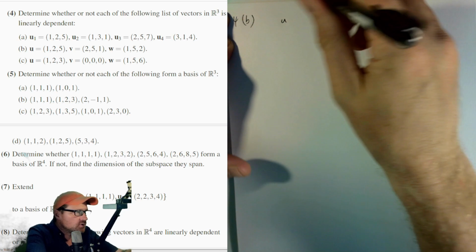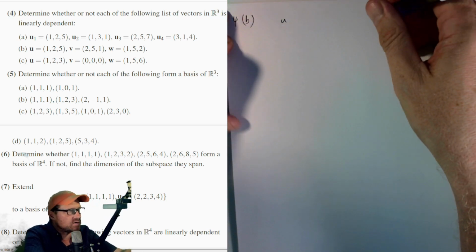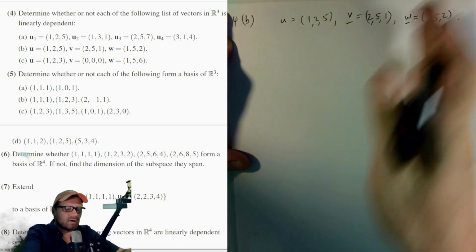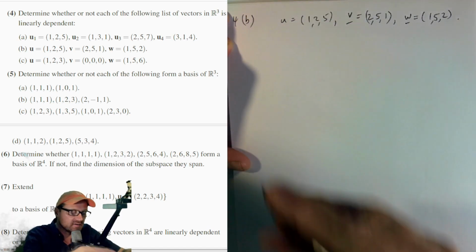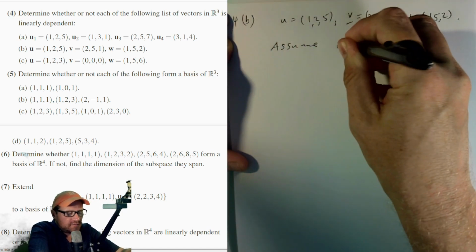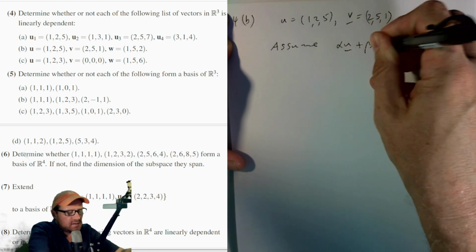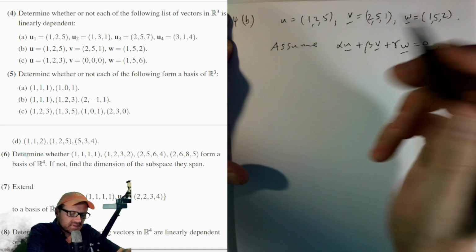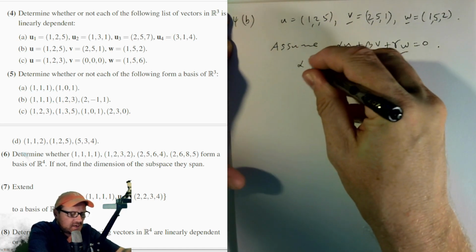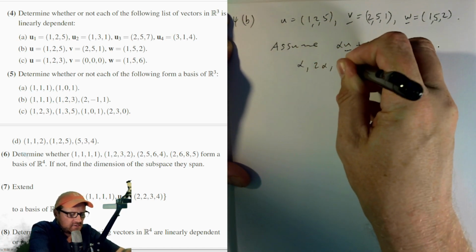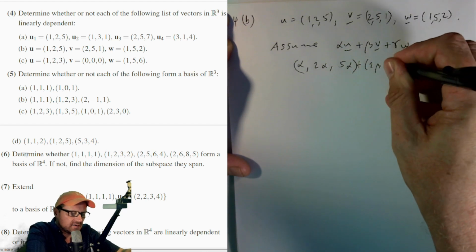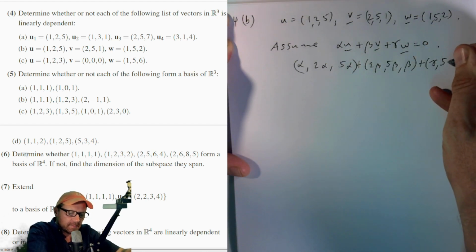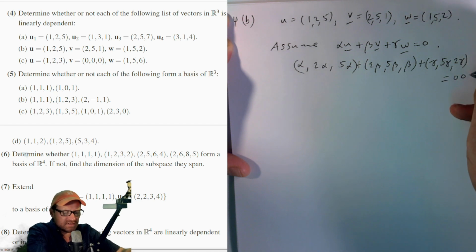Okay, question 4, part B. Determine whether U, V, and W are linearly dependent or independent. Okay, so again, we can just put these in columns, but I'll walk through the background of this. So assume alpha U plus beta V plus gamma W is the 0 vector. Okay, and so then what that would say is alpha, 2 alpha, 5 alpha plus 2 beta, 5 beta, beta plus gamma, 5 gamma, 2 gamma is 0, 0, 0.